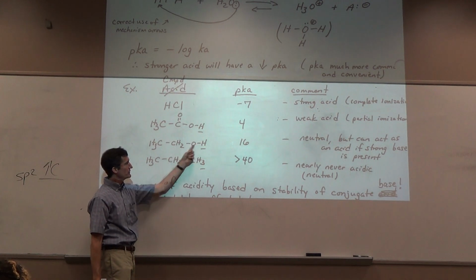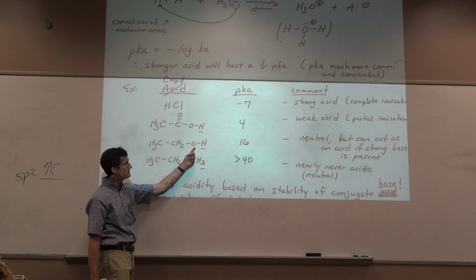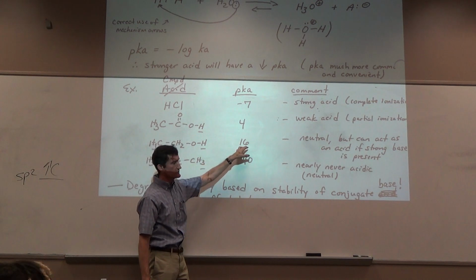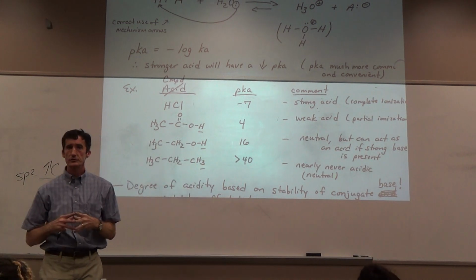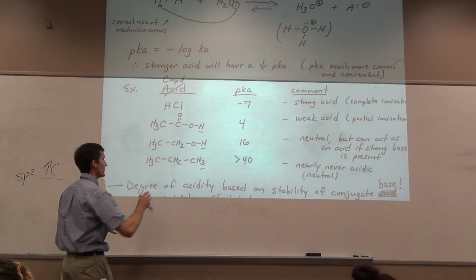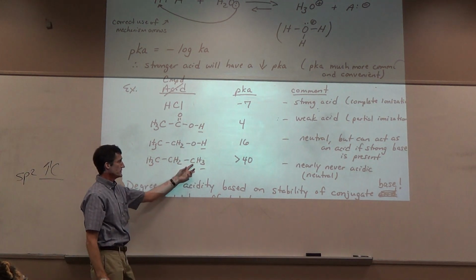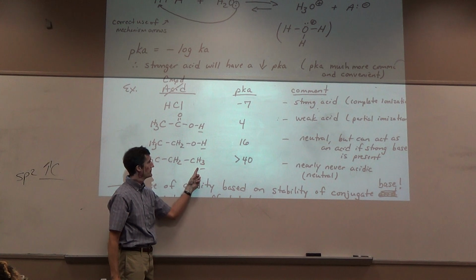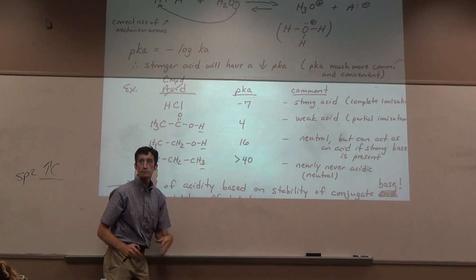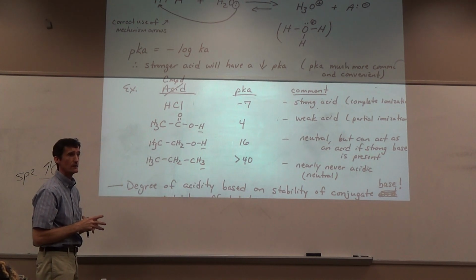What type of functional group is this? Alcohol, pKa about 16. So it's not nearly as acidic as a carboxylic acid. And then this is just a hydrocarbon. Okay? That's a pKa of greater than 40. That's not acidic at all.